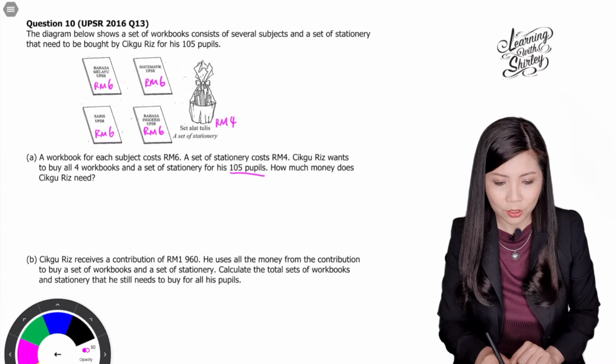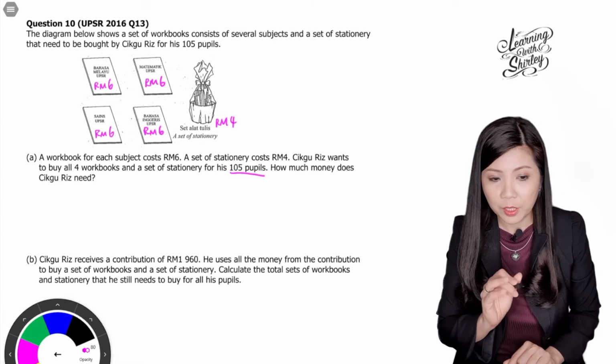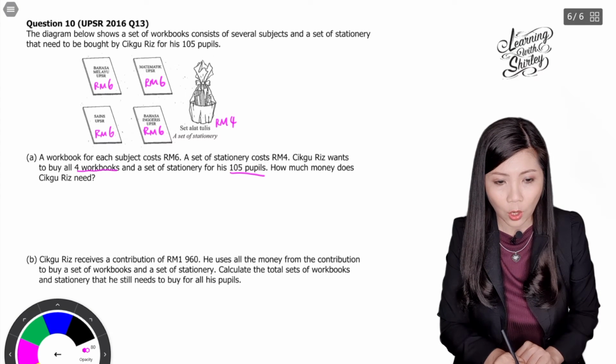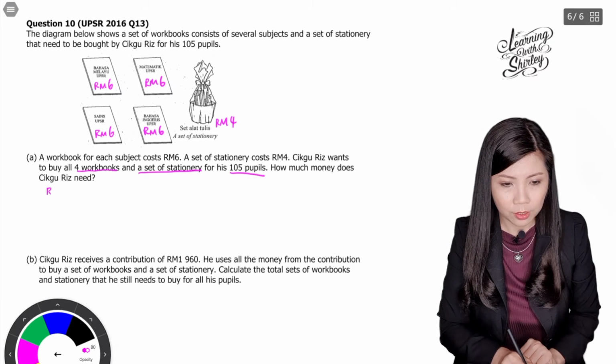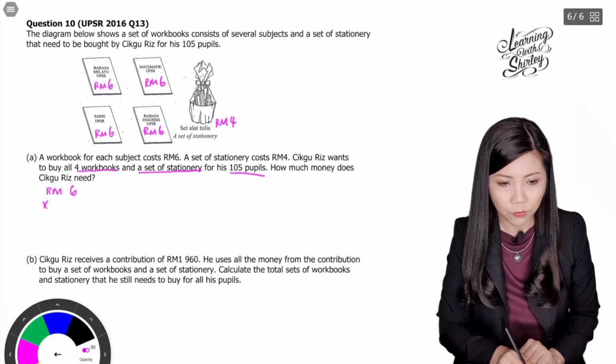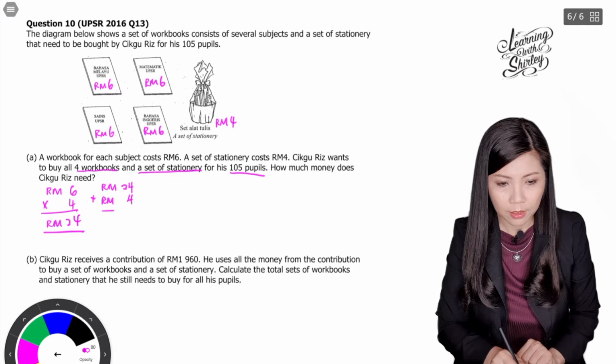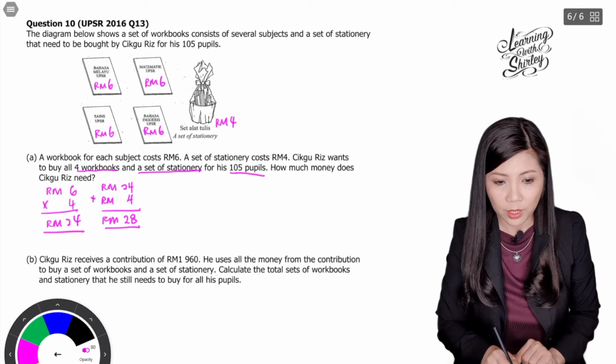First I'm going to calculate the total for 4 workbooks and a set of stationery. I'm going to use 6 ringgit times 4 workbooks first. So it's 24 ringgit for all the 4 workbooks, and then plus the stationery. So 24 plus 4 ringgit for the stationery is 28. Which means that 28 ringgit is for 1 set.